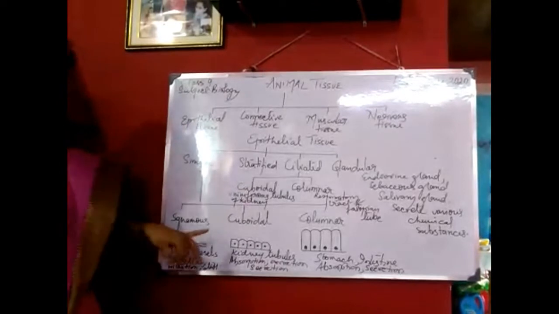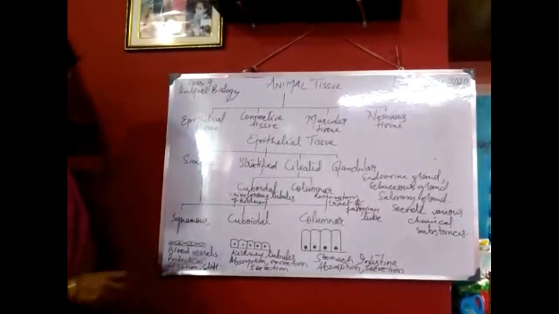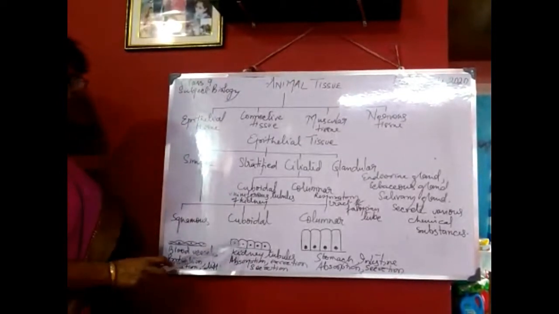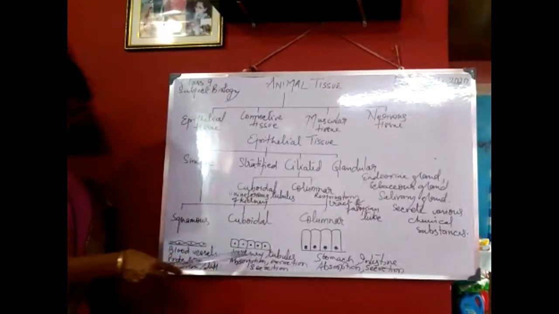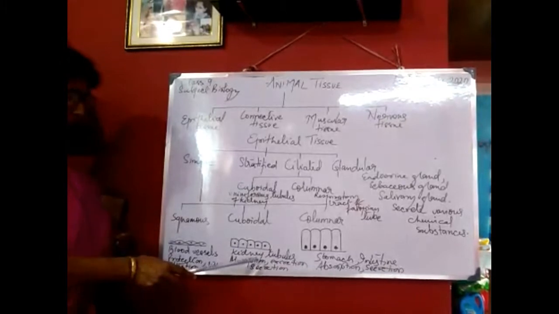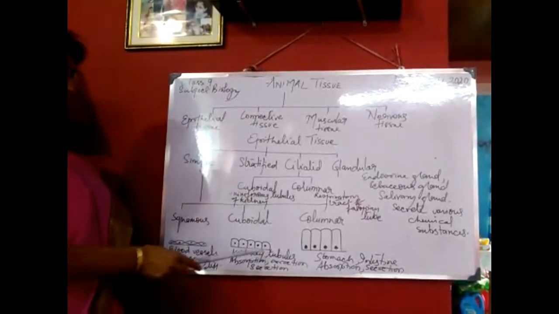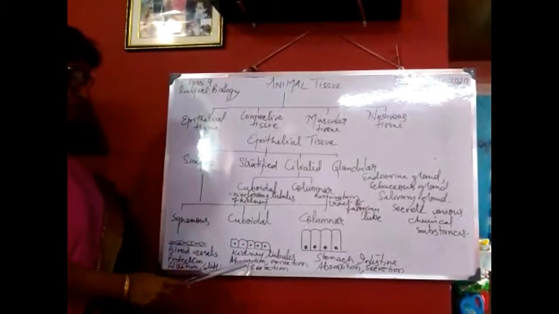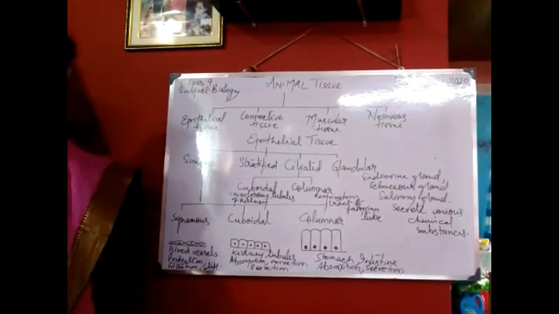Then cuboidal epithelium, you can see the structure, cube-like and centrally placed nucleus. This is placed on a membrane. This is called the basement membrane or pavement membrane. The cells are present in kidney tubules, function: absorption, excretion, secretion.